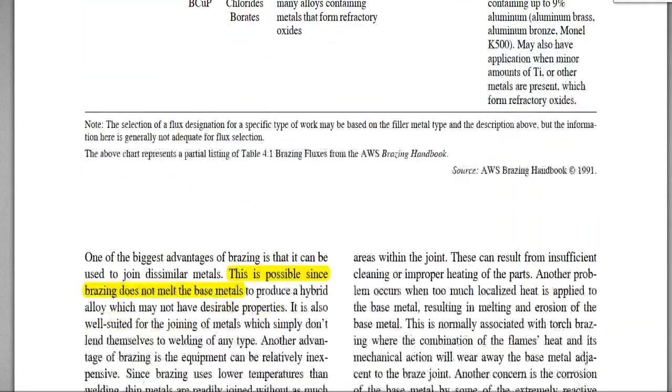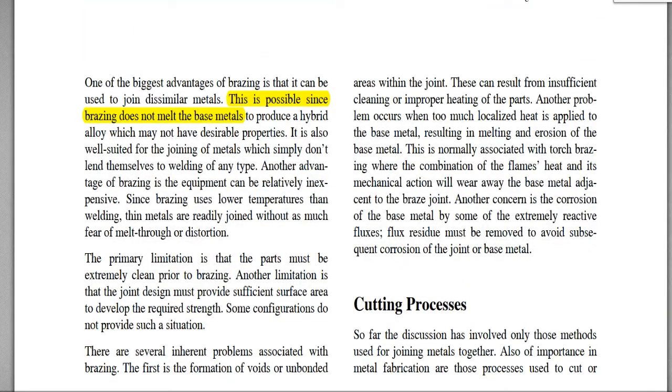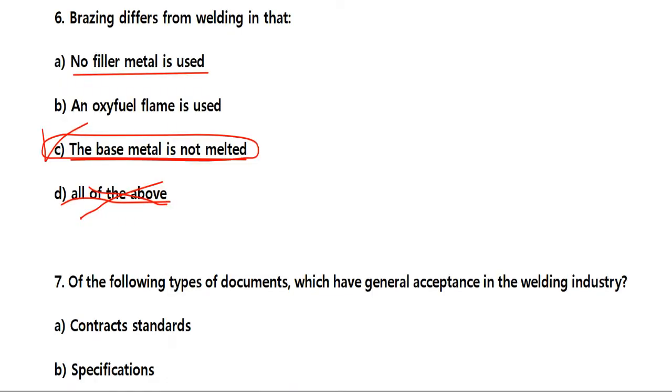And go down further. Okay, here, one of the biggest advantages of brazing is that it can be used to join dissimilar metals. This is possible since brazing does not melt the base metal. Because of this, C is the right answer.